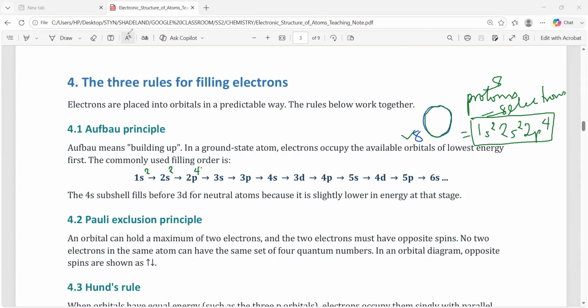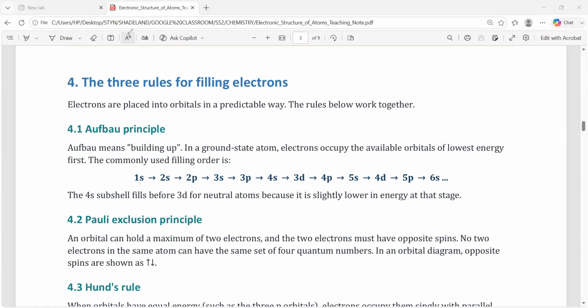Carbon. Good. So carbon it is. Carbon symbol is C. What is its atomic number? 6. So carbon has atomic number 6. So how many protons? 6. 6 protons, and that is also equal to 6 electrons, isn't it?